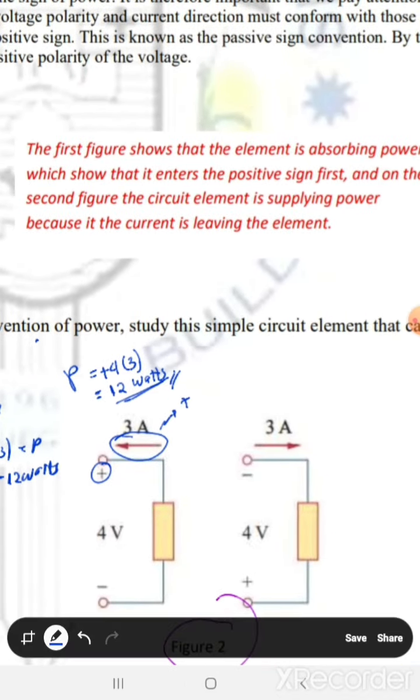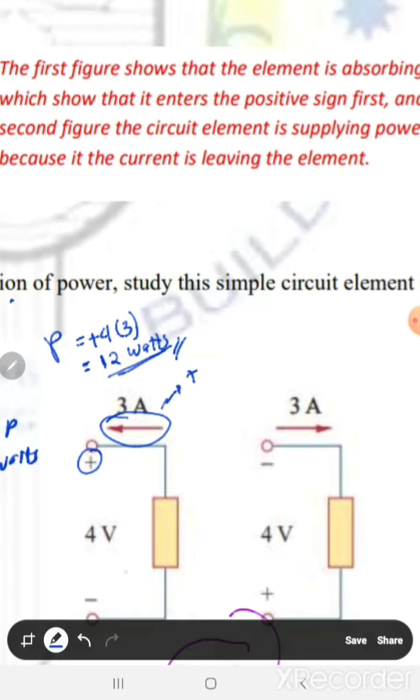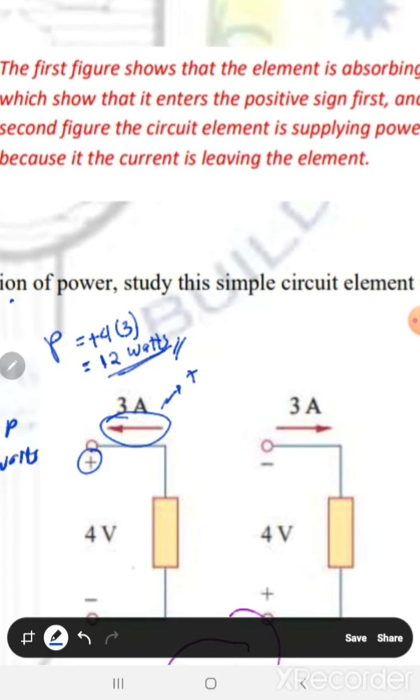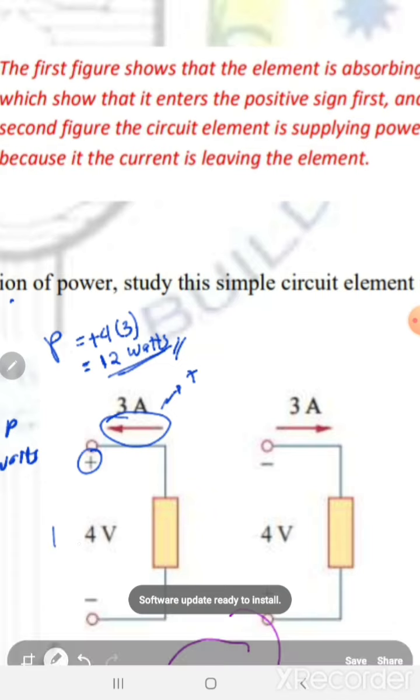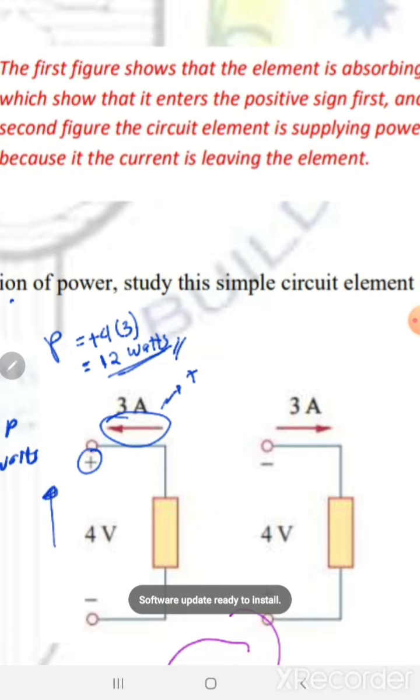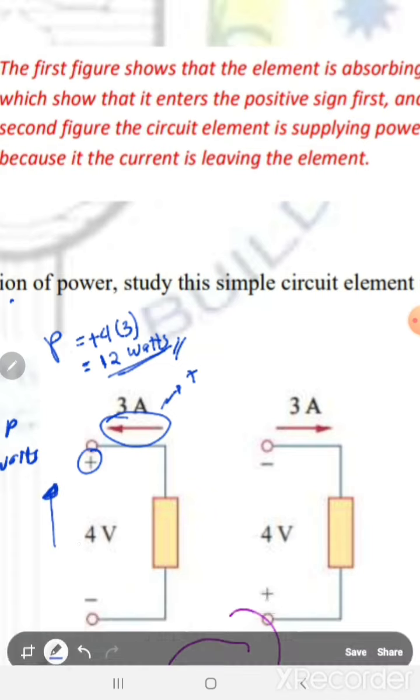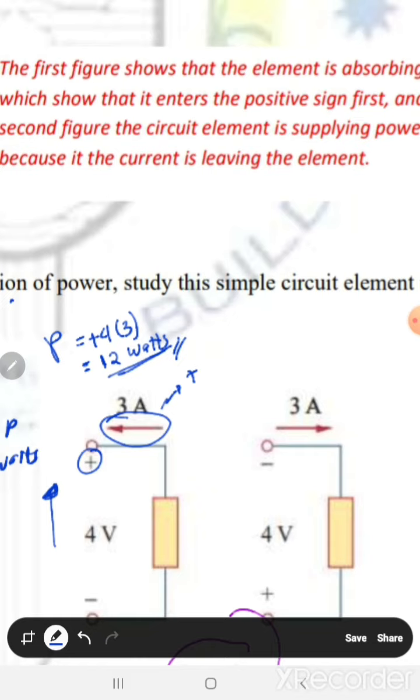How about if you contradict that? This is your assumption, but this is my assumption. But the current is going in this direction. I contradicted it. So, take note, it is entering the negative 4.